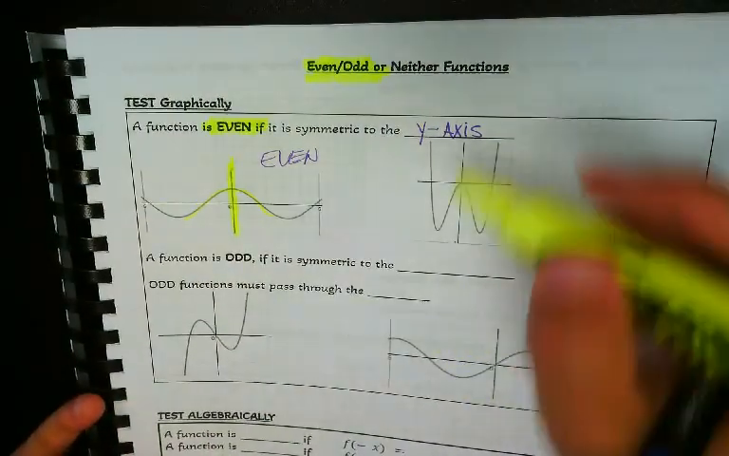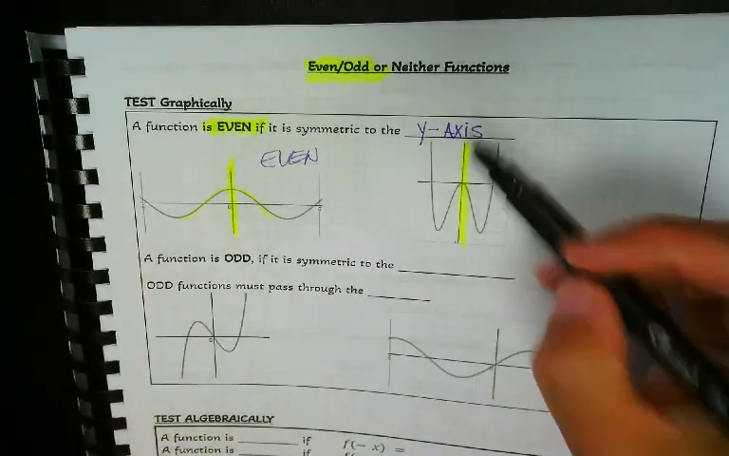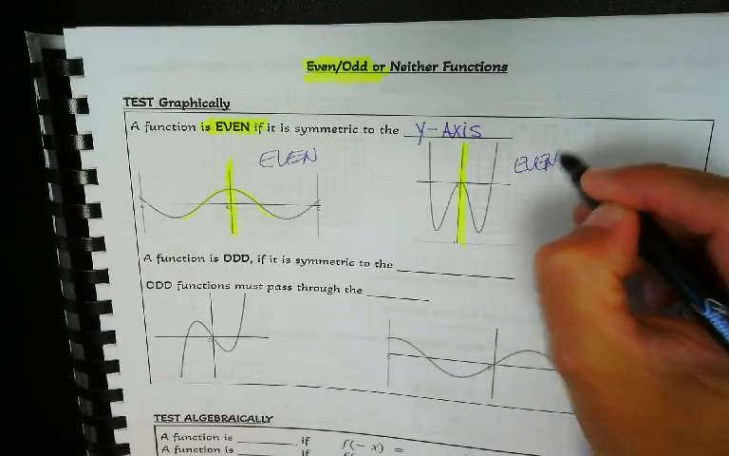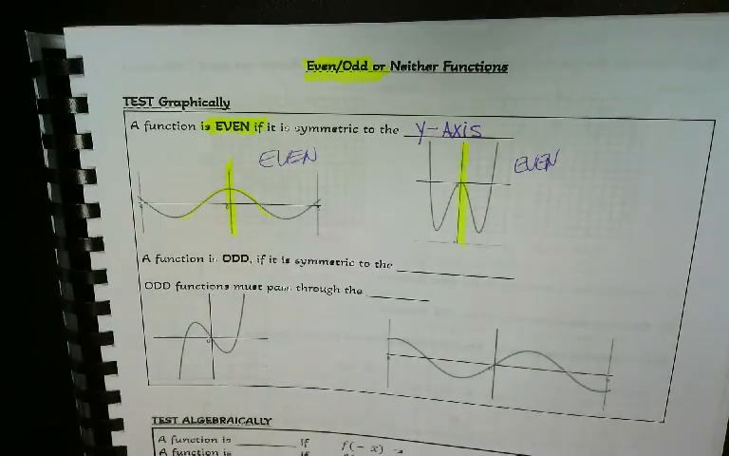If I look at the picture to the right, again, I'll find the y-axis, and it should look the same on both the left and the right. Again, even function. Okay, so again, it's just something you're going to have to memorize. Even is symmetric to the y-axis.